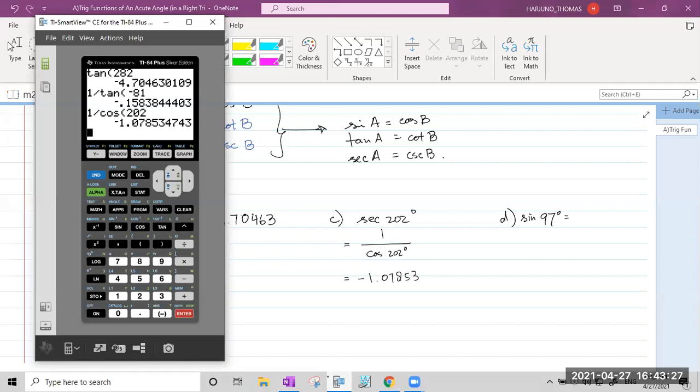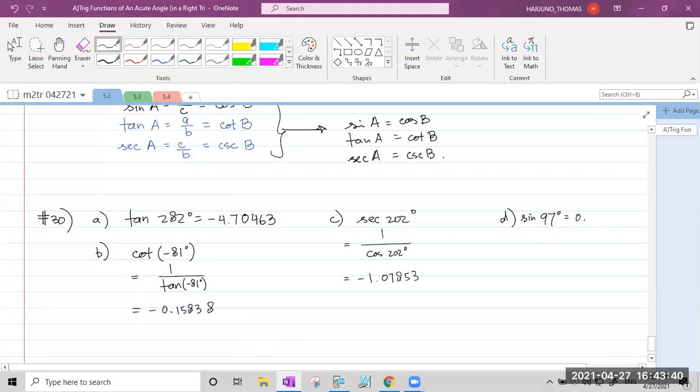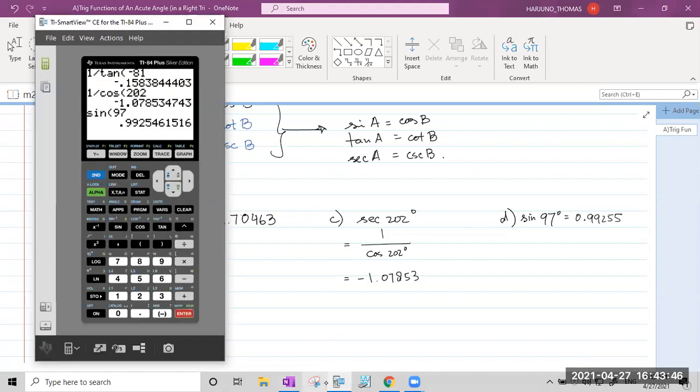And then the last one, sine 97 degrees. That's easy. We have a sine button. Sine 97 degrees is 0.99255. Again, I round it to 5 decimal places.